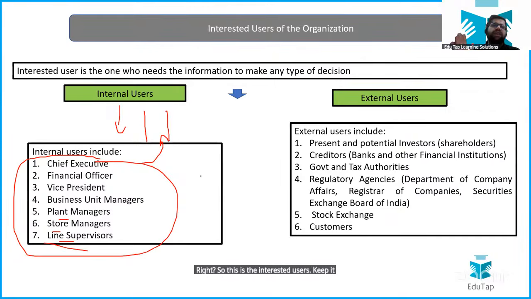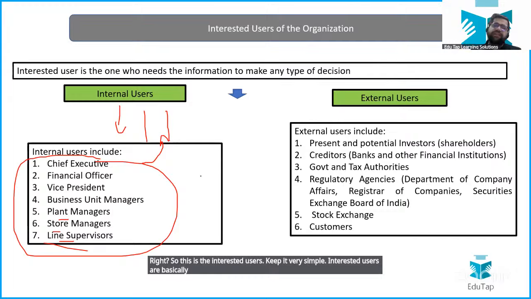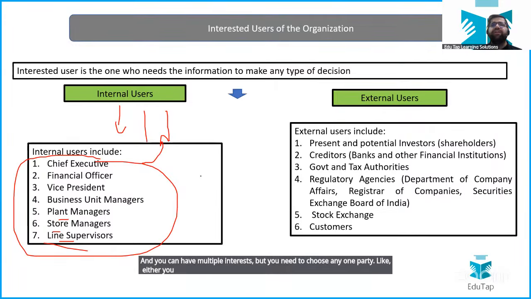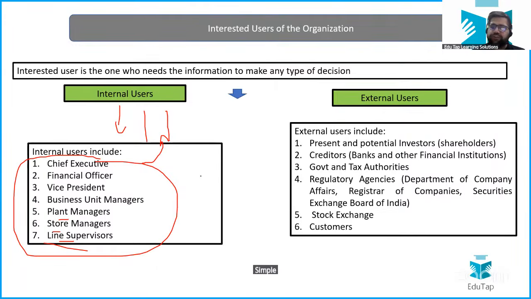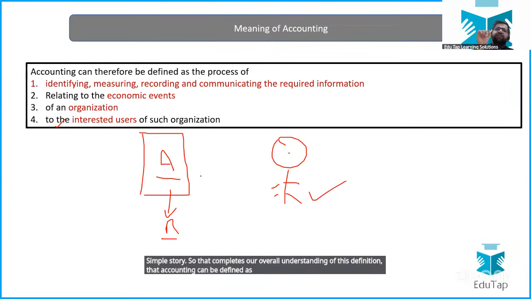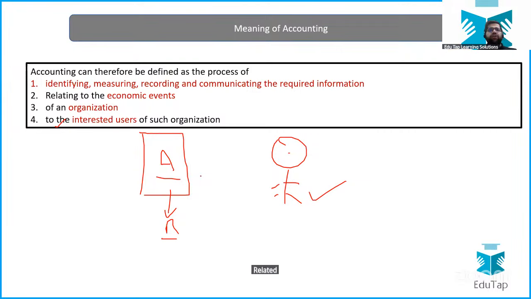Keep it very simple. Interested users are basically those having some interest in the company, and you can have multiple interests, but you need to choose any one party. Either you are internal or you are external. Simple story. So that completes our overall understanding of this definition, that accounting can be defined as a process of identifying, measuring, recording, communicating the required information related to the economic events of the organization, not of the owner, to the interested users. Okay, so this is what you have to understand in the definition.